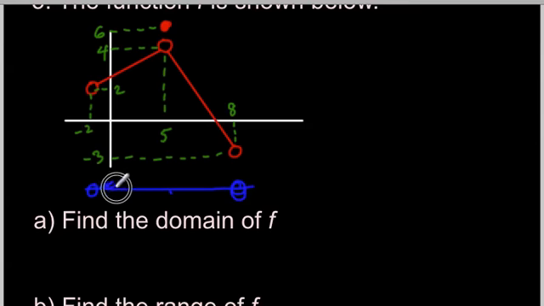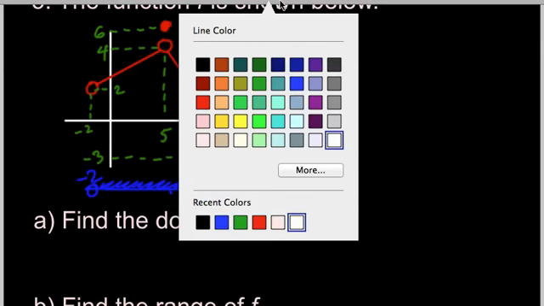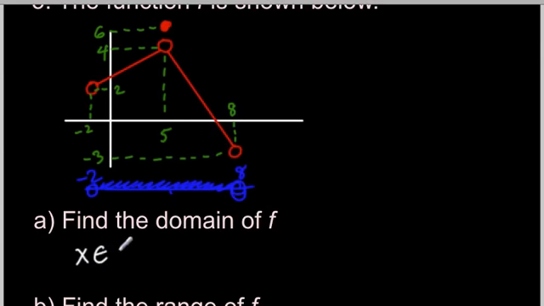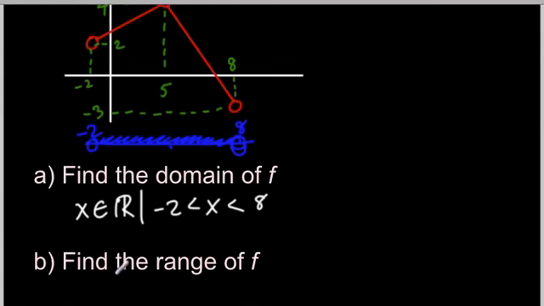So really what we have is all this region between -2 right here and 8 over here. So the domain of f is: x is an element of the reals, and it's between -2, and it does not include 2, so we're not going to put an equal sign, and it goes all the way to 8, and it doesn't include 8, so that's why we're not going to put an equal sign right there.